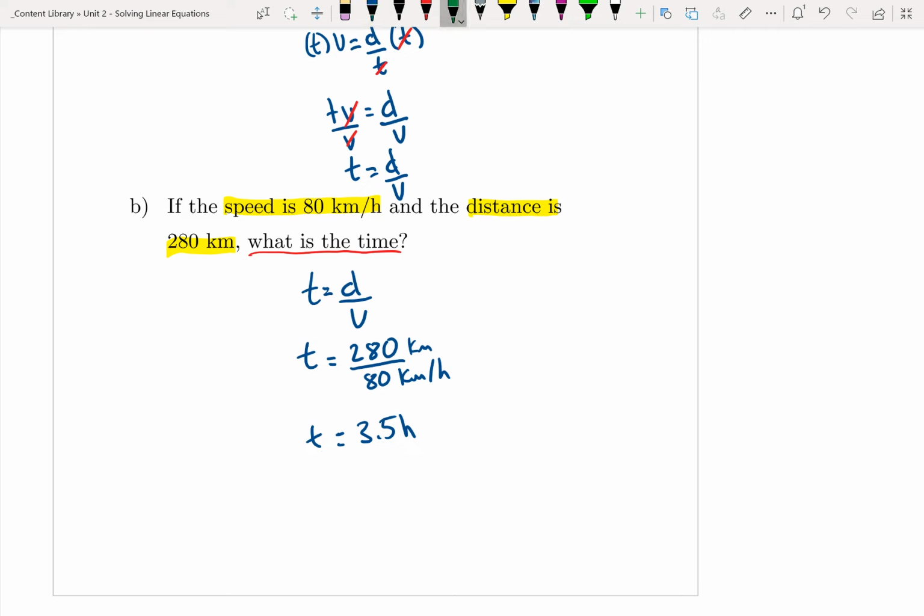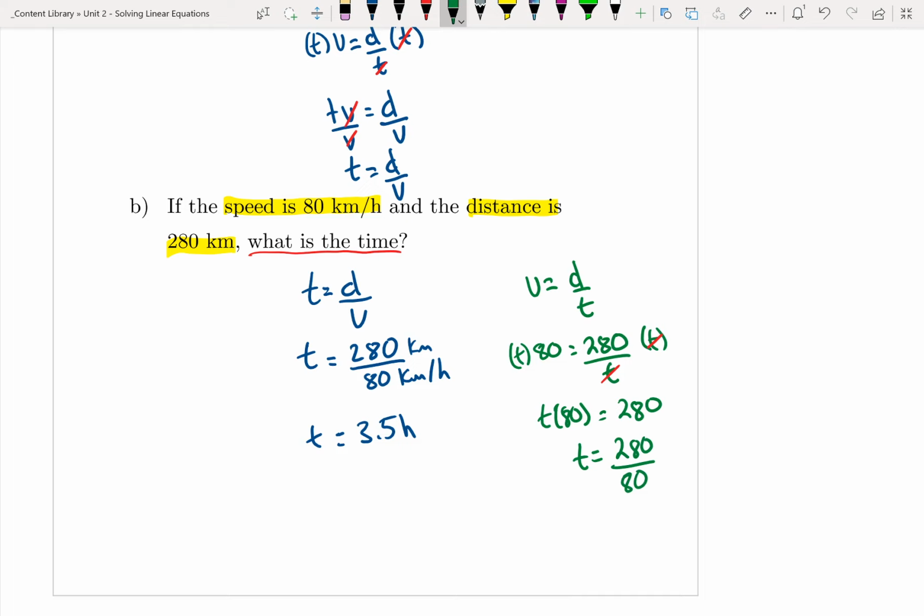Now again, the other way that we would have done that originally, we have v equals d over t. We plug everything in. We know the speed is 80 equals 280 over t, and then we would have to solve for t. Right? So if we want to get rid of the fraction, we multiply both sides by t. One side cancels out. We're left with t times 80 equals 280, and then we get t equals 280 divided by 80, and we get t equals 3.5.